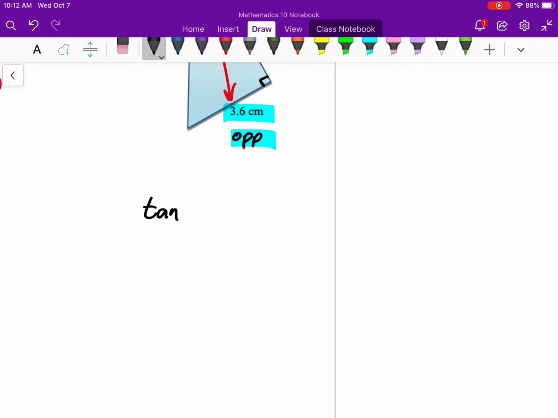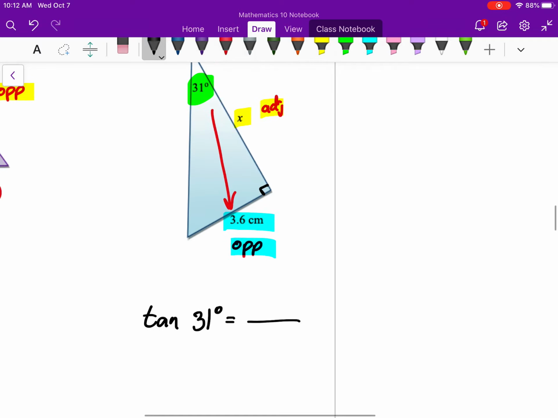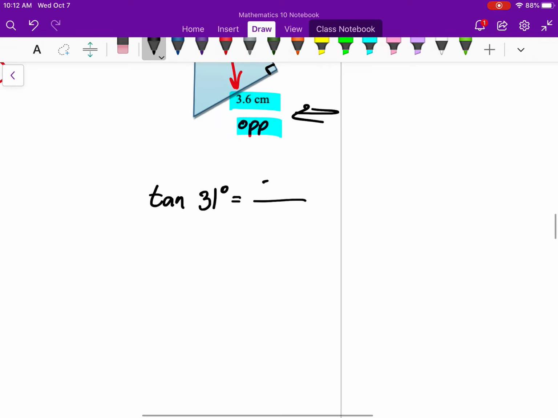So the tangent of 31 degrees equals, make sure I have my fraction the right way around. It's always opposite divided by adjacent. So in this case, 3.6 divided by x.